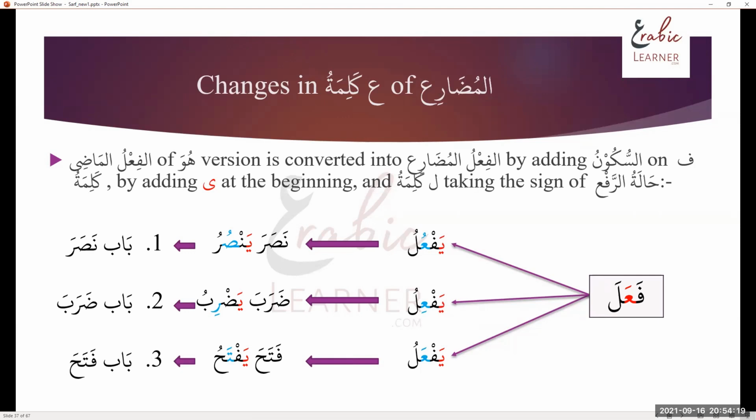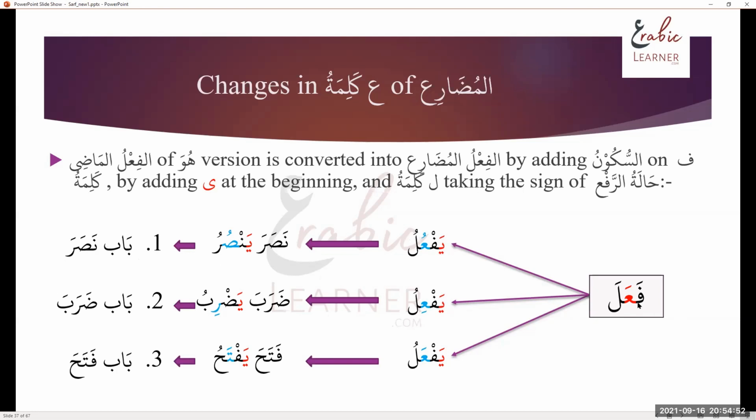Imagine these are families. Like you have a family, we also have families, father, mother, and they have children. Every family will have some common characteristics. In the same way, this combination of Maadhi and Mudaare has formed one family. We call this family from today the Nasara Yansuru family, or we can call it Bab Nasara.